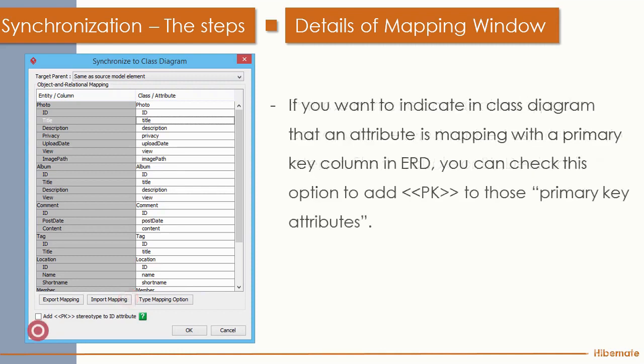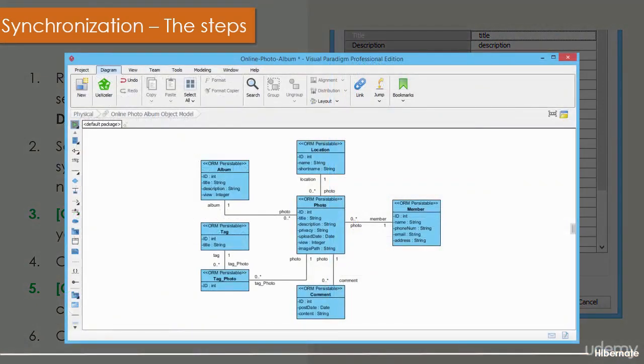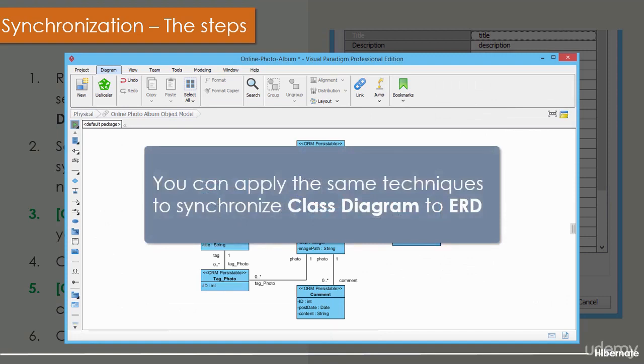On the bottom of the dialog box, you see the option to add a stereotype PK to the ID attribute. You can add a PK stereotype to the attribute in the class diagram if it is a primary key. It doesn't affect the code generator, it just affects the appearance. Then you can easily see, oh, this attribute is the primary key in the database. Then you click OK to generate. We just showed you how to generate the class diagram, and a similar procedure can apply from class diagram to ERD. It depends on where you start.